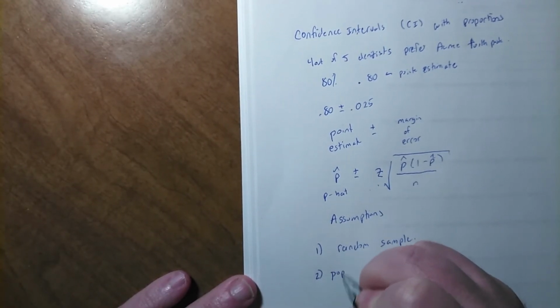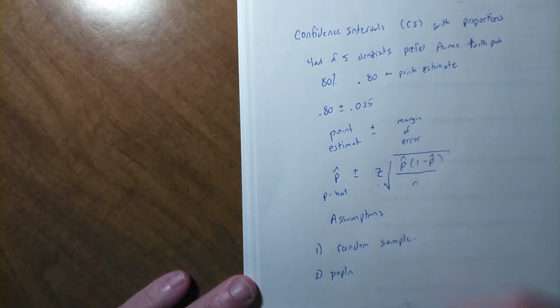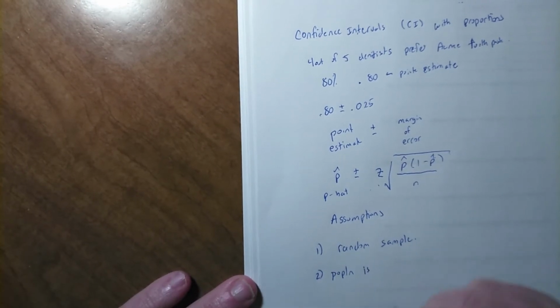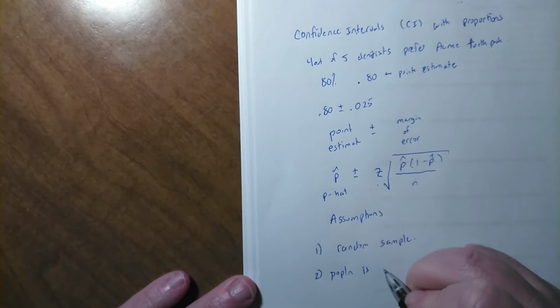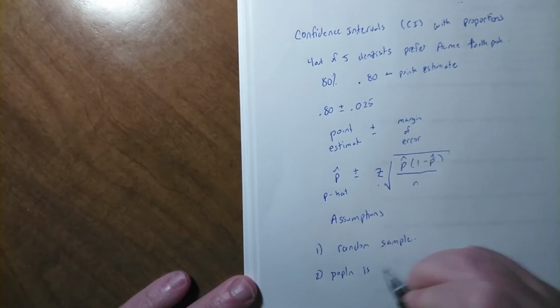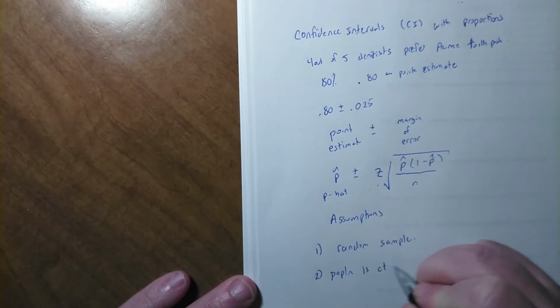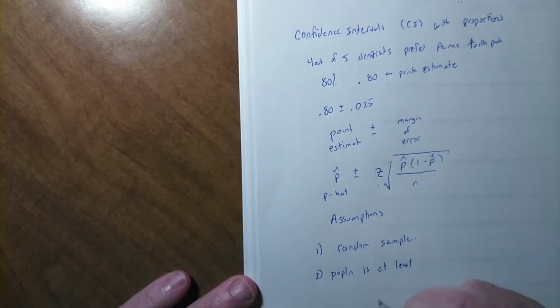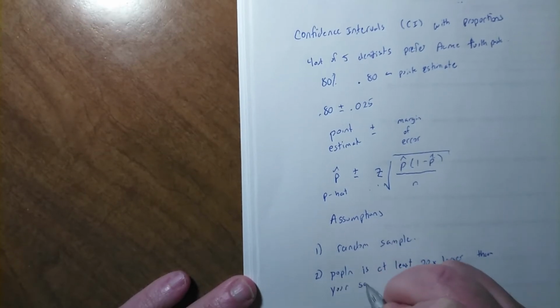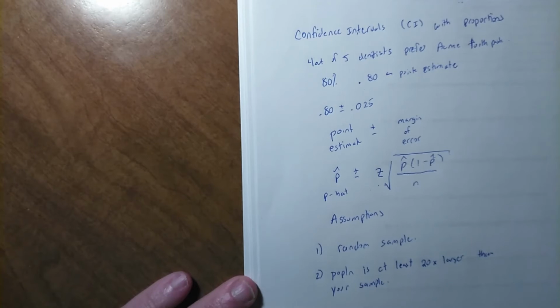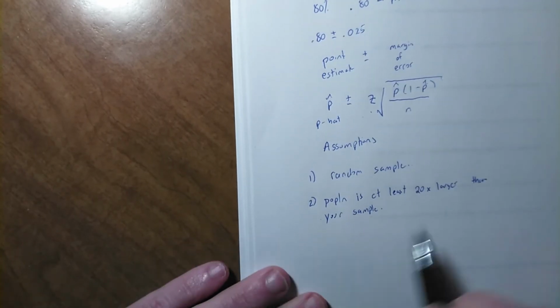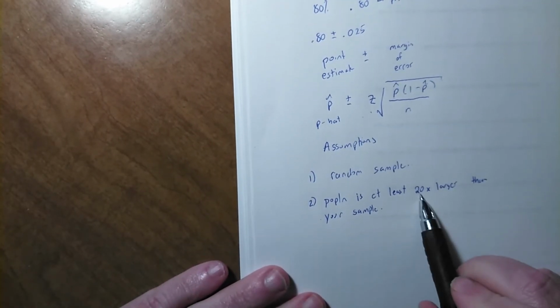This is something that if I'm going to ask you a question about this, I will try to telegraph this as much as possible because I really want you to check the assumptions. That's what it'll say, like check the assumptions to make sure it's right. But the population is at least 20 times larger than your sample. Okay? That means that we need that for independence, okay?